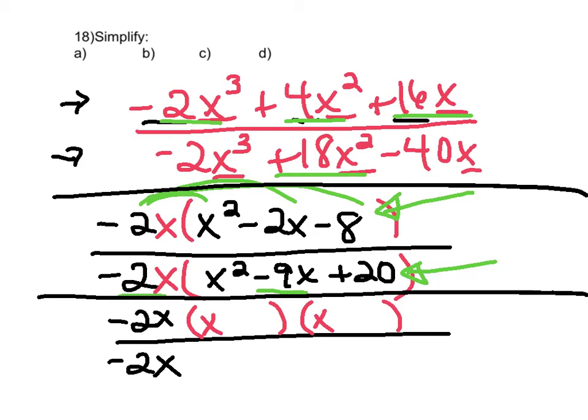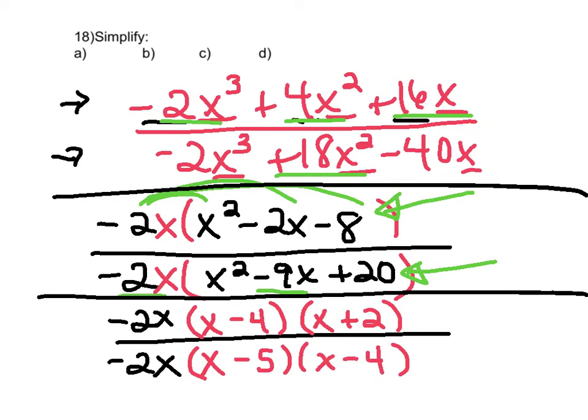So when we multiply to the negative 8, negative 4 and a positive 2 will work, because negative 4 times 2 gives me negative 8, but it adds to that negative 2. Let's factor the bottom. Has to multiply to give me a positive 20, but add to give me negative 9. And negative 5 and negative 4 work.